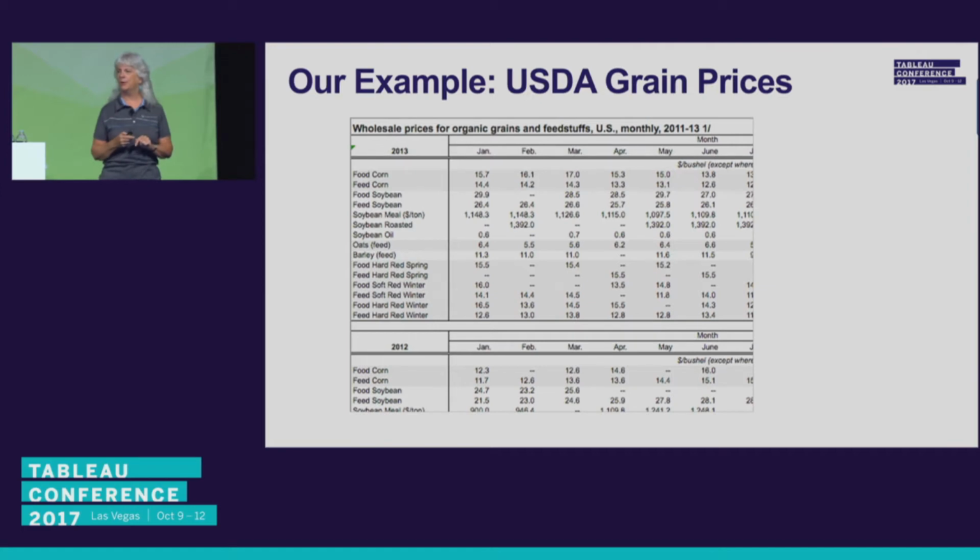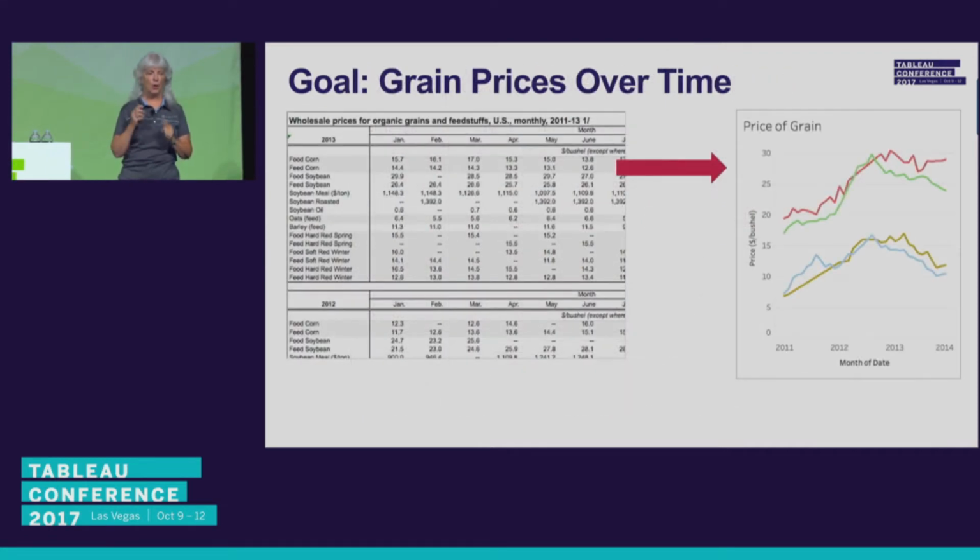This is the example I'm going to be using for the first part of the talk. It's a real spreadsheet that came from the US Department of Agriculture about grain prices. It has the data for different years in different subtables on the same page, and the months are in different columns going across. The goal is we would like to be able to do a viz showing the grain prices over time. But how do we do that?